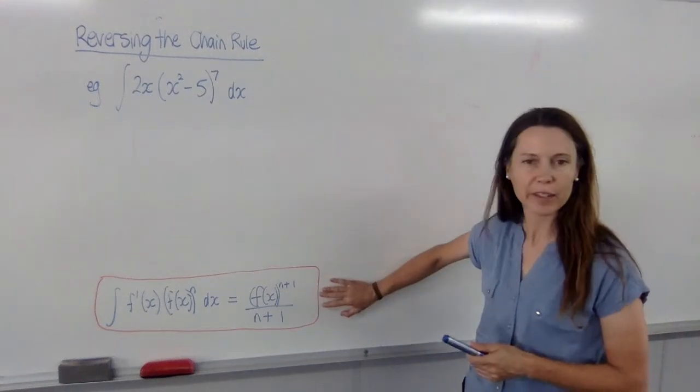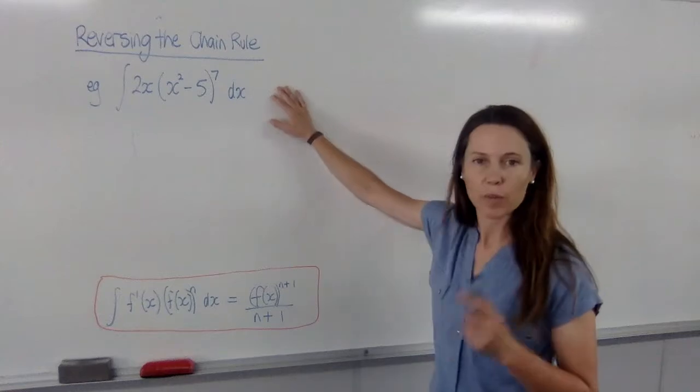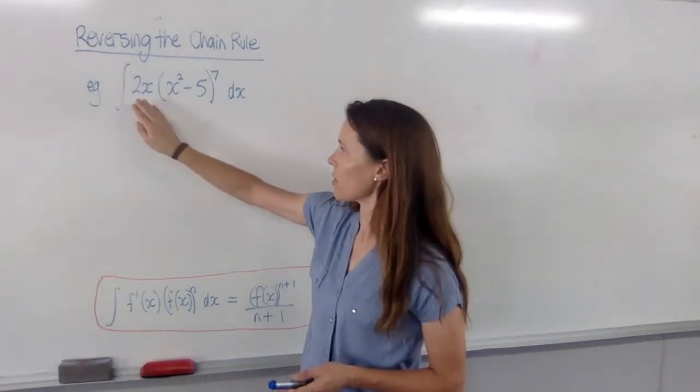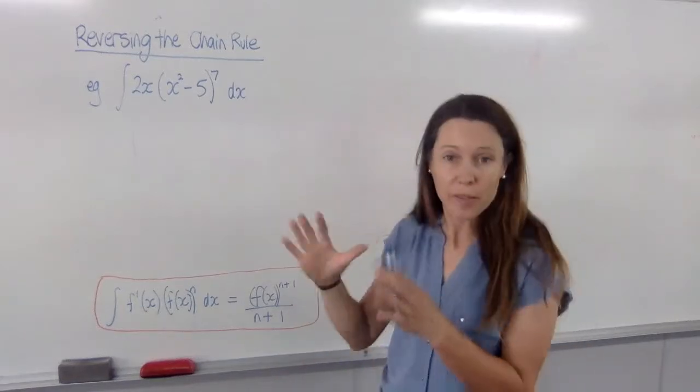So I've left our formula here so that we can refer to it, and we've got an example to do. Now, the first thing I notice about this example is that I've got two different functions of x. So it's one of the tricky ones.